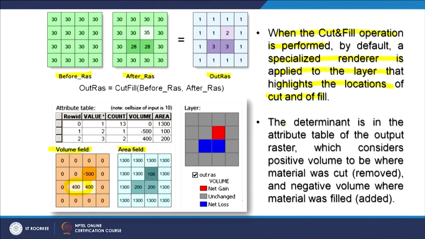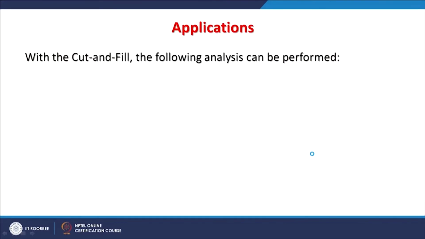So, this basically describes what happens at the cell level. The determinant is in the attribute table of the output, which considers positive values to be where the material was cut or removed and negative values where material was filled or added. What are the applications? Some examples we have already taken, but nonetheless for completeness, with cut and fill the following analysis can be performed.